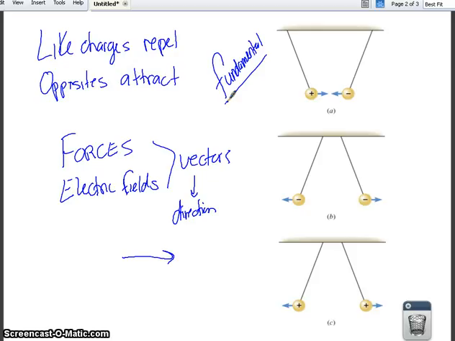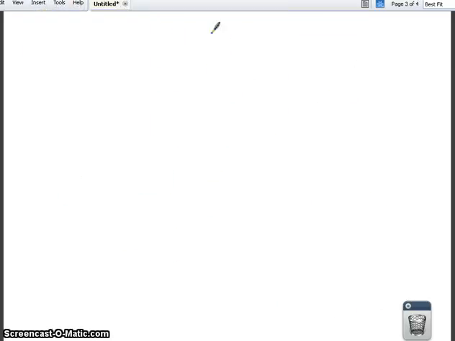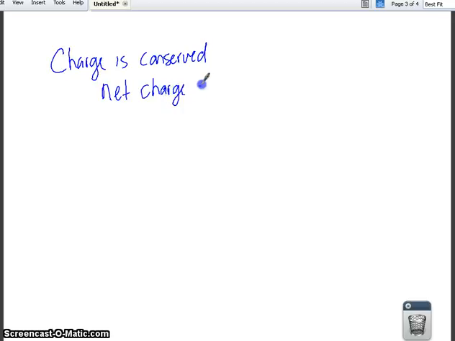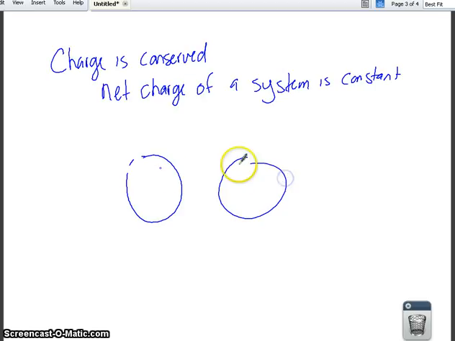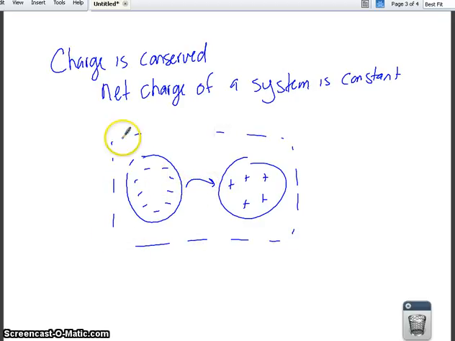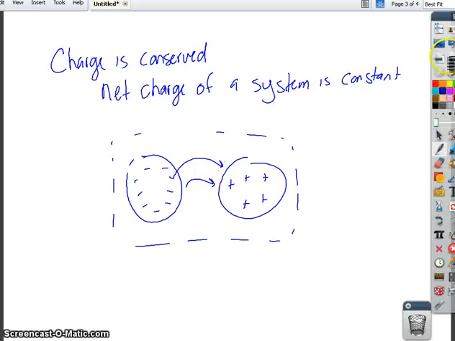Another fundamental characteristic is the law of conservation of charge, or electric charge. Charge is conserved. What that means is the net charge of a system is constant. So for example, if I have two metal spheres, and one is negative and one is slightly positive, and these two come in contact, the charge of the whole system is going to remain constant. Electrons might flow from one to the other, but we're not going to gain any from anywhere else. The net charge is going to be constant. No charge is created or destroyed. It is only transferred, just like conservation of mass.